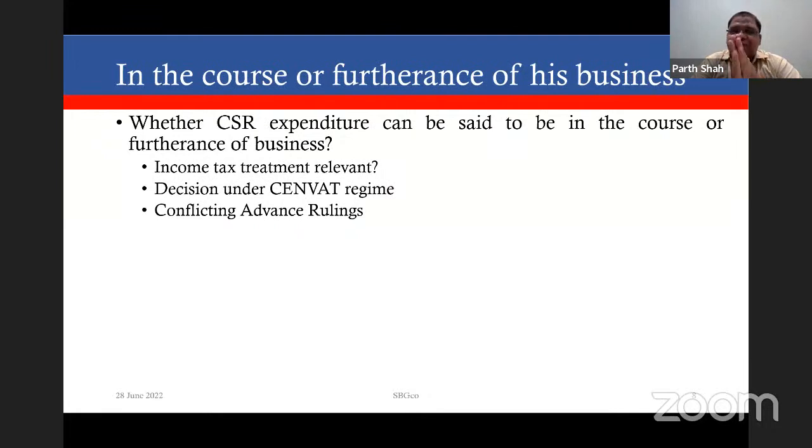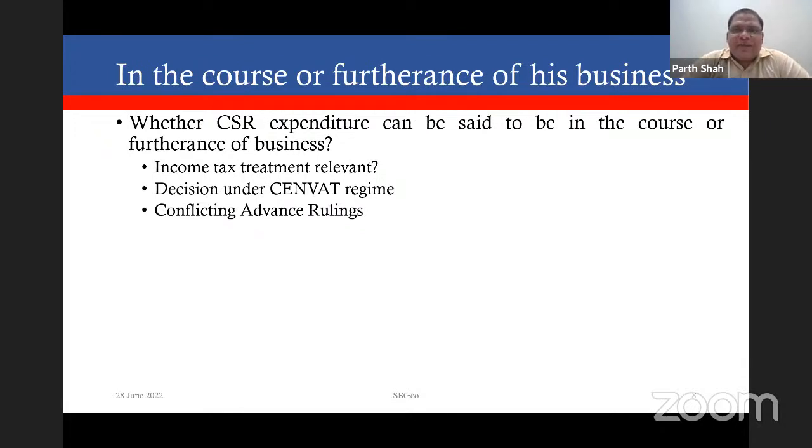Based on that, if you refer to the CSR guidelines, they also clearly say that the expenses incurred towards CSR should not relate to your business; they should relate to social causes. Therefore, there's a strong case to say that CSR expenses are not eligible for input tax credit. Though we had a decision under the Service Tax regime in SL Propec which said that it is allowable, it has been recently overruled by the division bench of the Delhi Tribunal, and therefore that is also not good law as on date. We also have a lot of conflicting advance rulings.